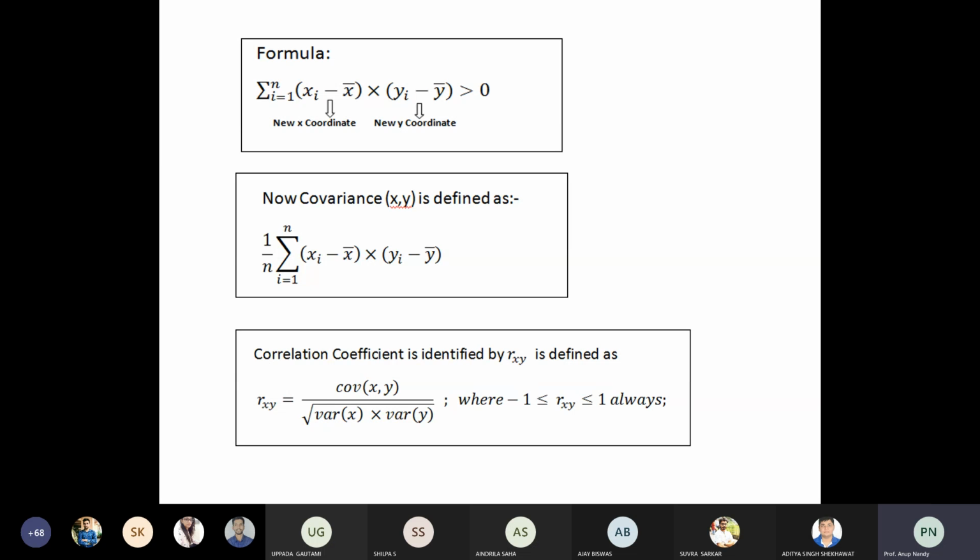Now, if you look at the diagonal elements, you have COV of x1 comma x1, COV of x2 comma x2, and so on up to COV of xn comma xn. What is it? Covariance of x comma x, that is simply zero.